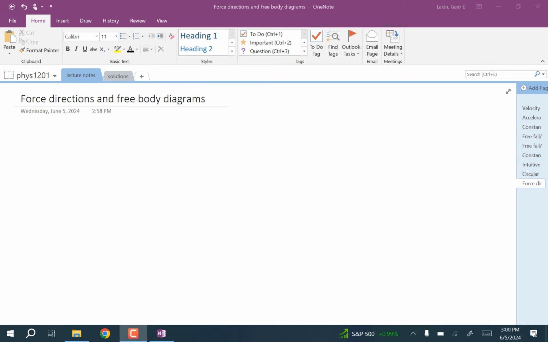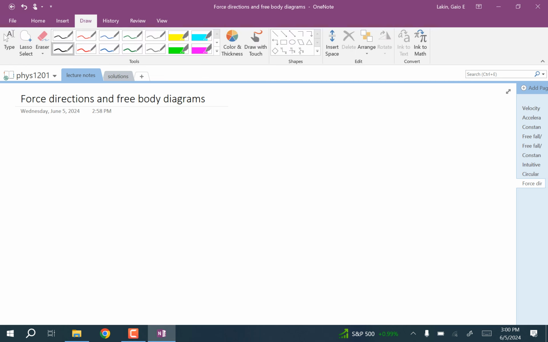Now that we've talked about what forces are, the next thing we have to figure out is, for different types of forces, what's the direction that that force acts. We are going to do this for three main force types. So these are the things that we're going to be dealing with over and over again.